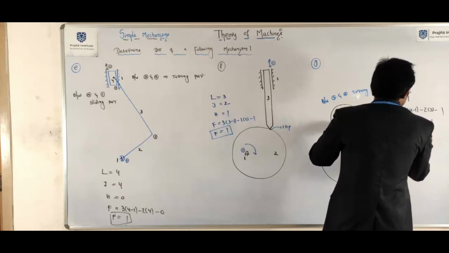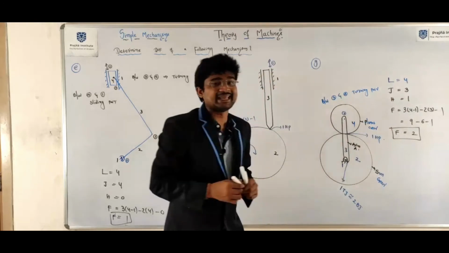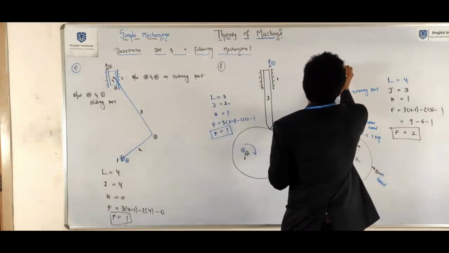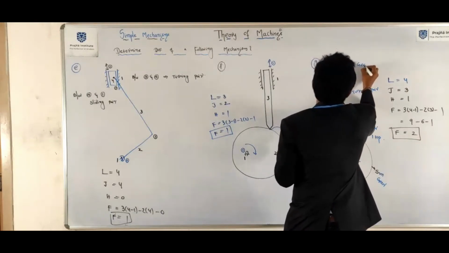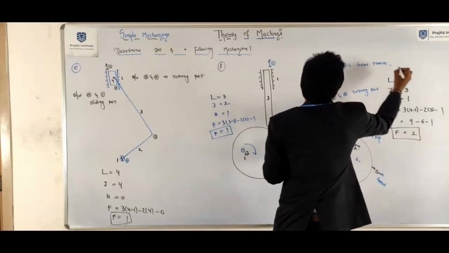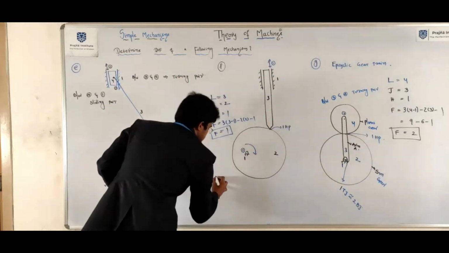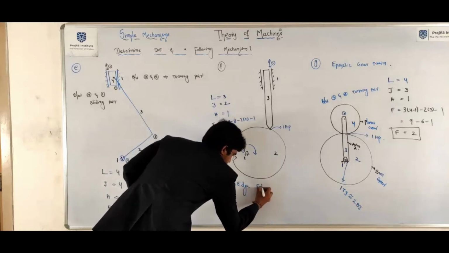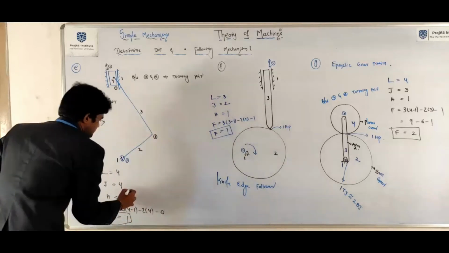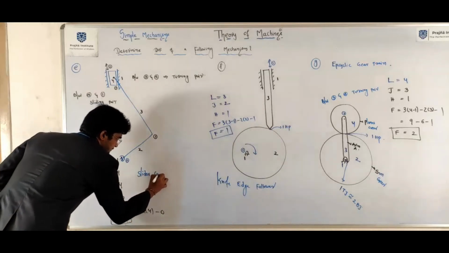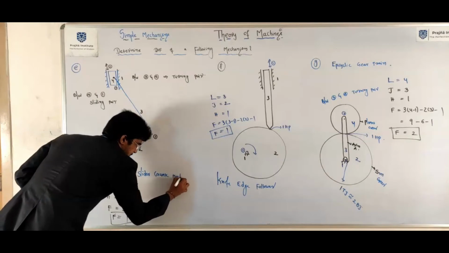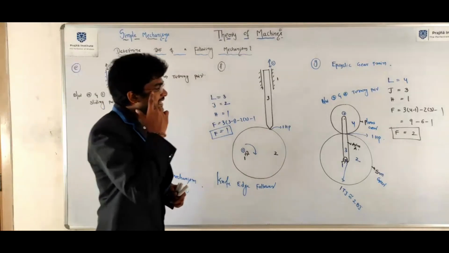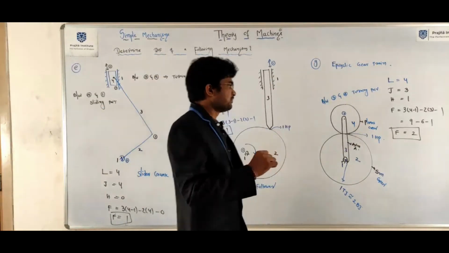Finally, 2 is the degree of freedom for an epicyclic gear train. Planetary or epicyclic gear train. See, this is a knife edge follower. This is a slider crank mechanism. So what is the degree of freedom of an epicyclic gear train?